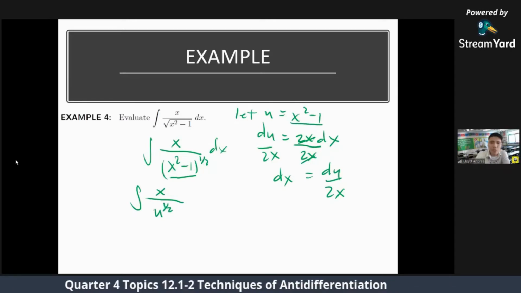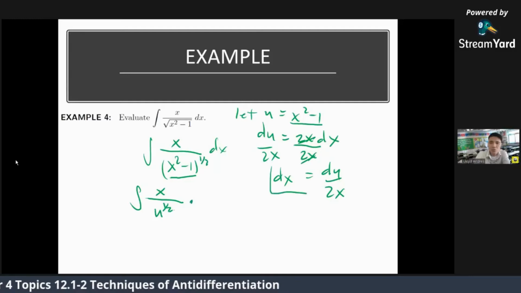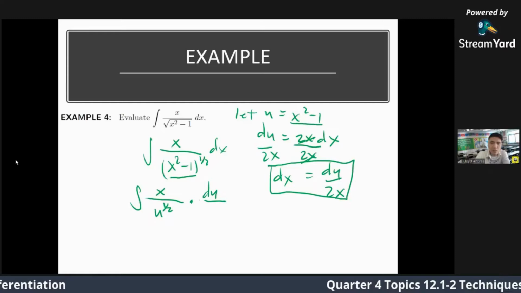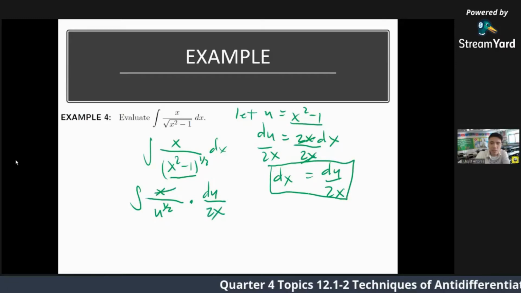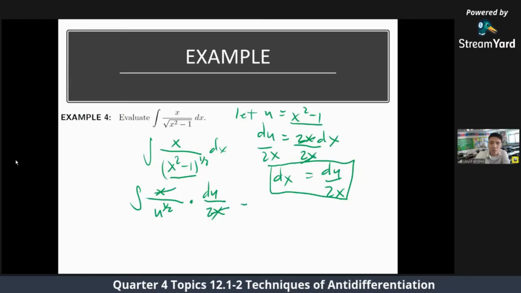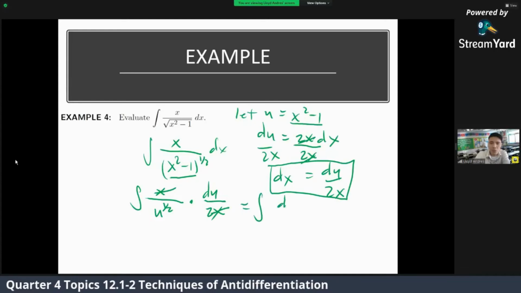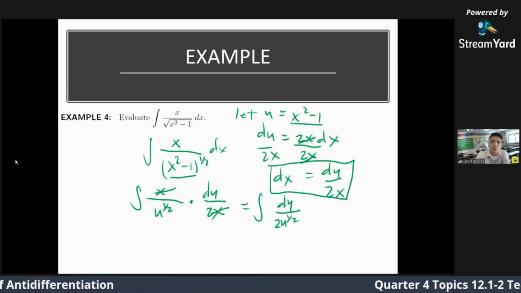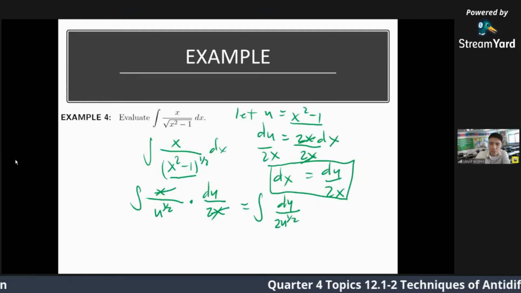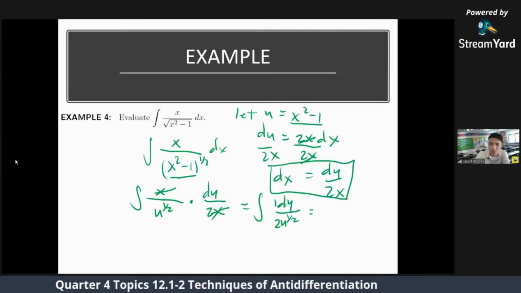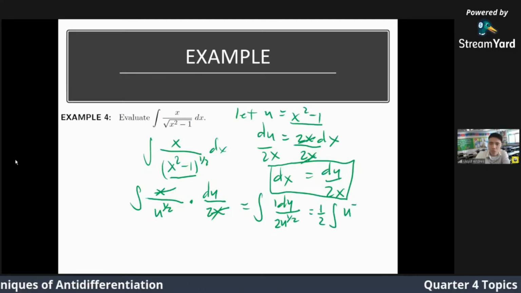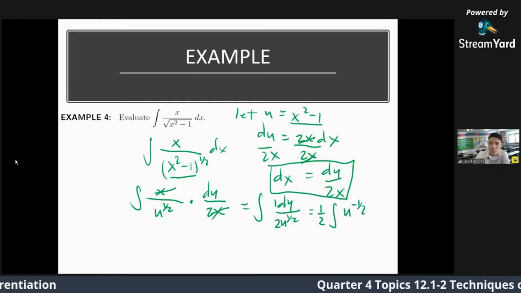While ang dx na to, pulihan na to as du over 2x. Then, makancel out si x. So, ang mabilin ani will be integral of du over u raised to 1/2. Panapaday si 2. Then, this can be further simplified as, since na may 1 dere, so pwede rin na ito ma-factor out si 1/2, integral of u raised to negative 1/2 para masaka siya du.